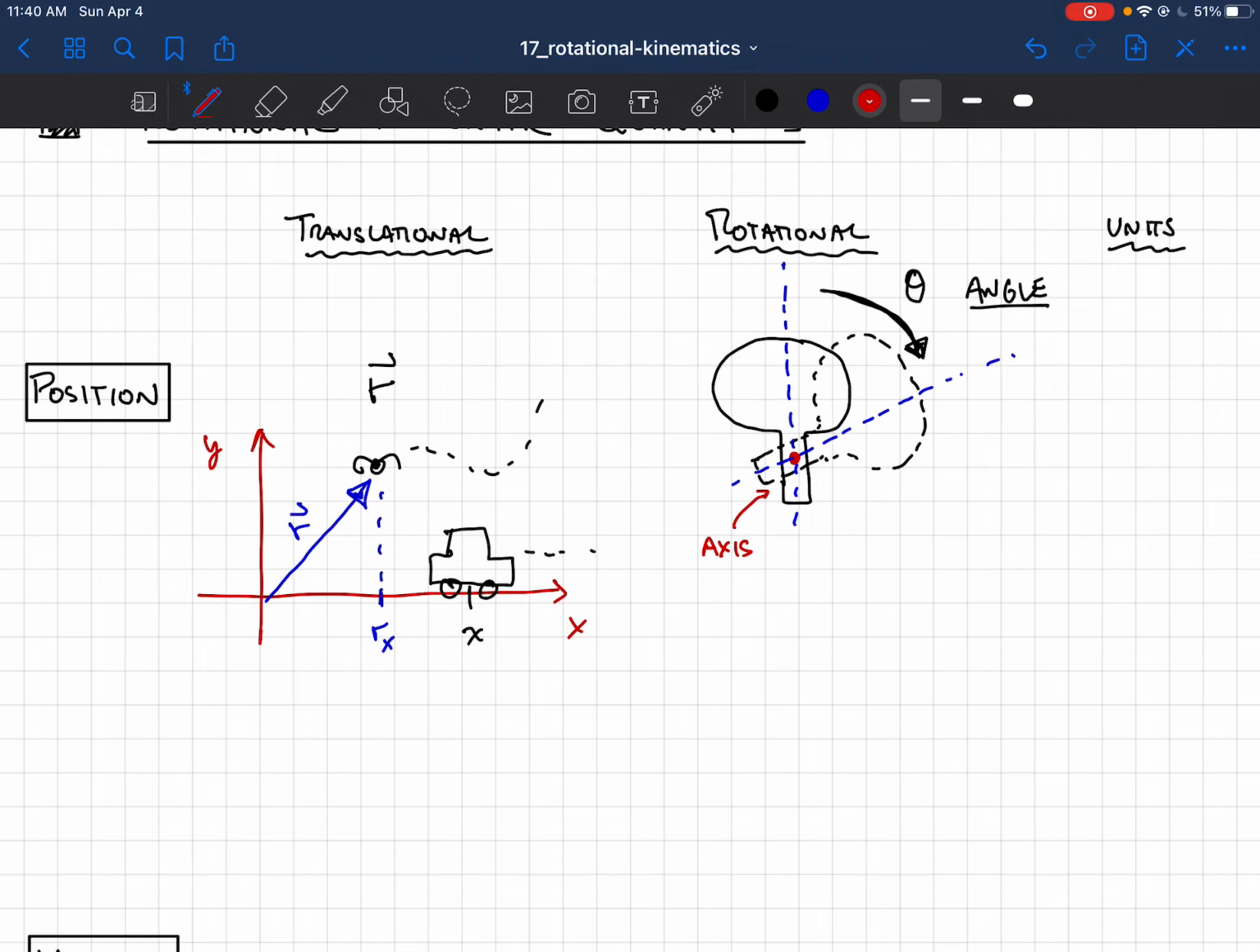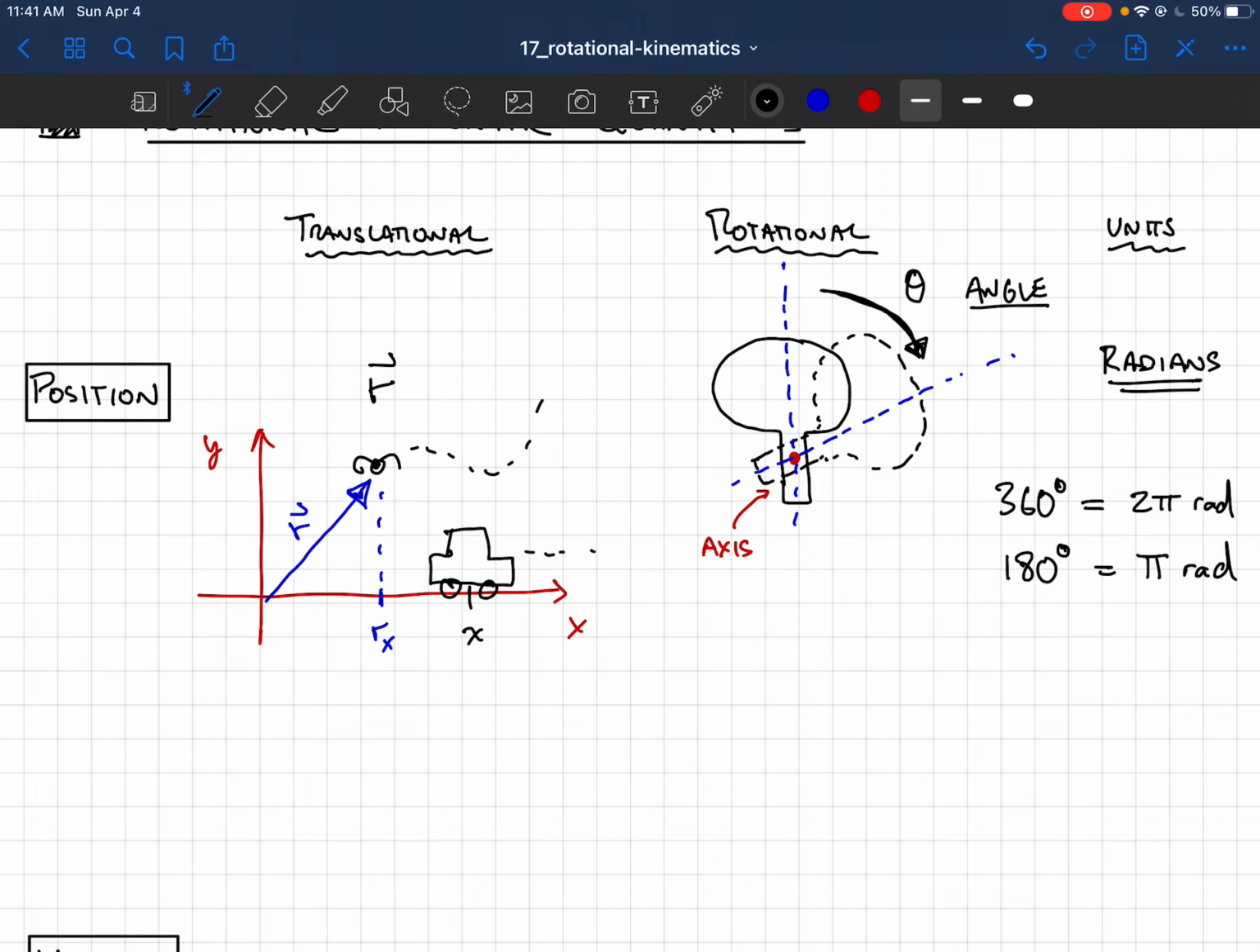So what are the units of angle? Well, you think about it in degrees, but what we're going to focus on at this point are radians. So let me just remind you what a radian is. 360 degrees is called 2 pi radians, or you could also use 180 degrees is pi radians. So that's the definition of a radian.